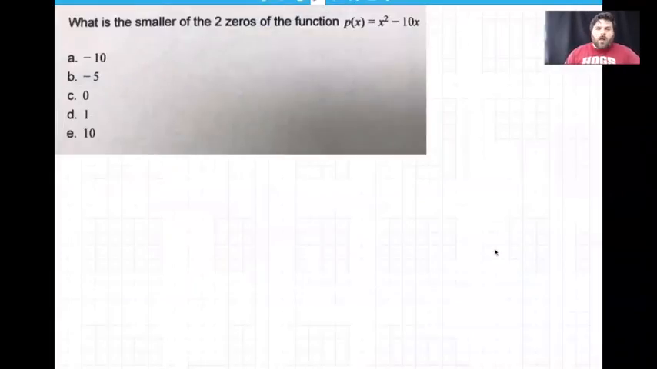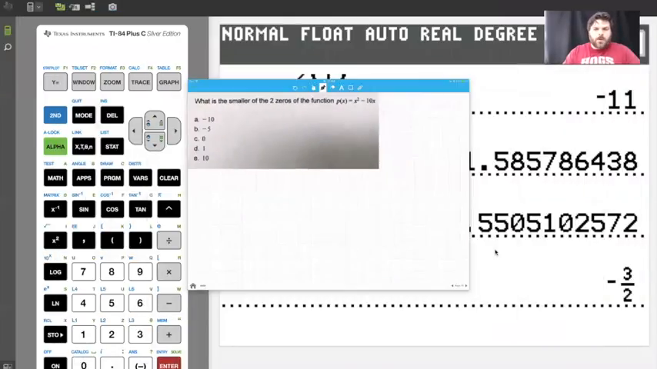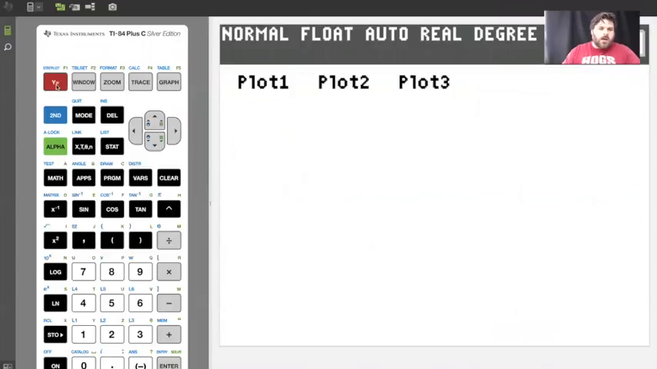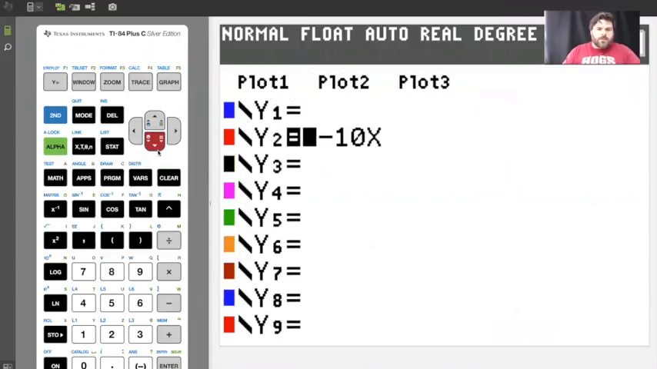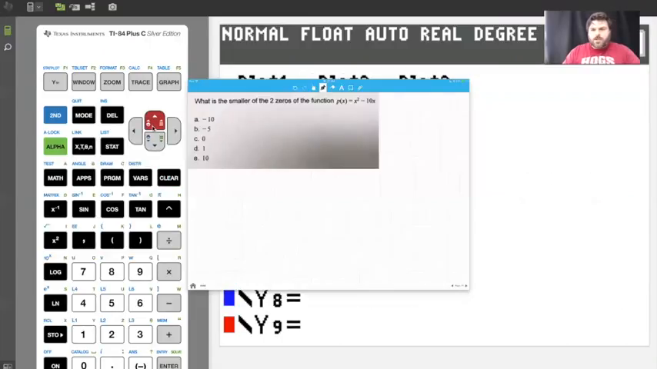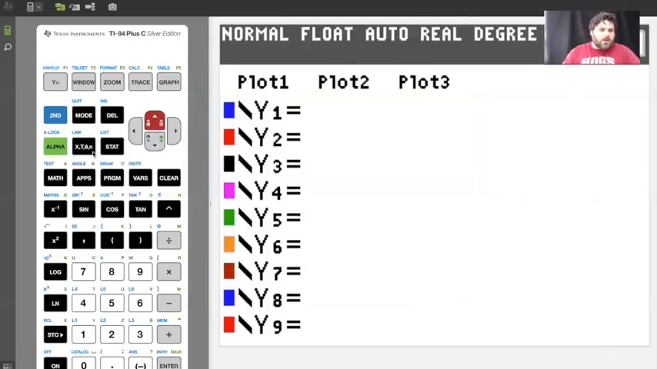All right, what is the smaller of the two zeros of the function p of x equals x squared minus 10x? All right, so smaller of the two zeros. Let's try our graphing calculator here. Okay, we're looking for the zeros. So I have two choices. I can graph it like it is.